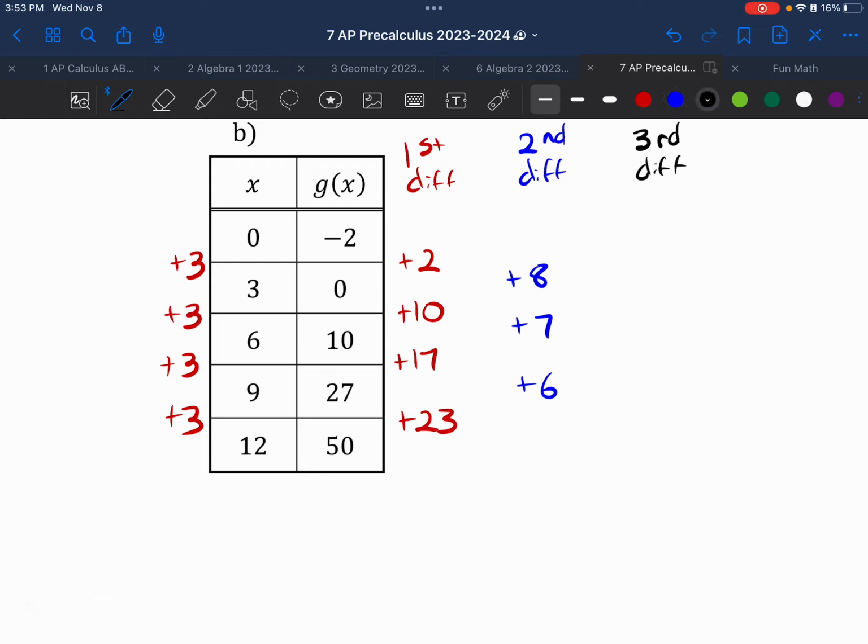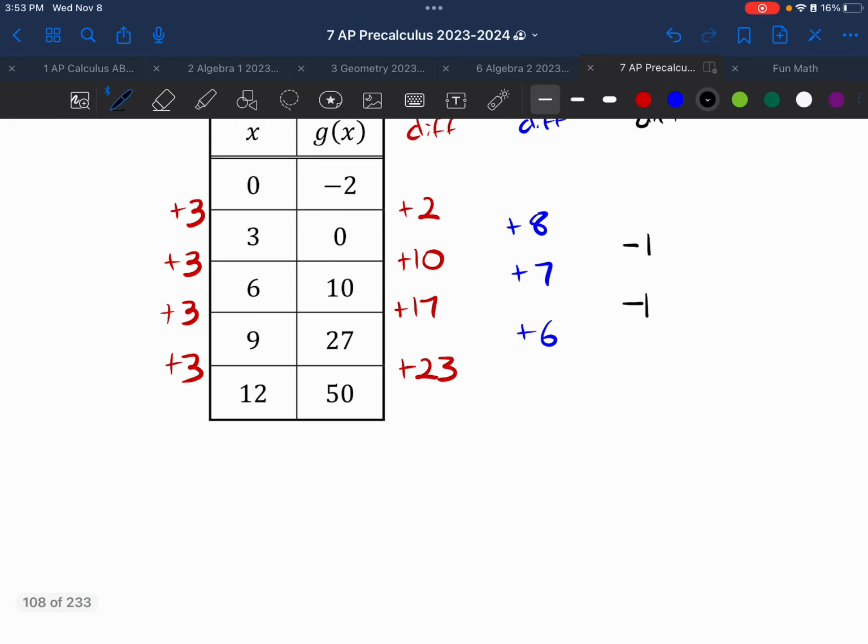How do I get from 8 to 7? I go down 1. How do I get from 7 to 6? I go down 1. Hey, check it out. All of these numbers are the same. Therefore, this is a degree 3 polynomial for the third difference column that is all the same. This is a degree 3 polynomial.